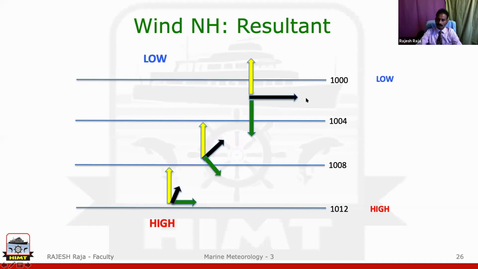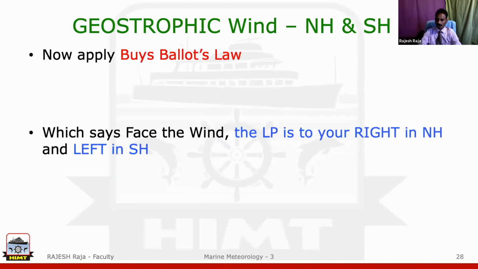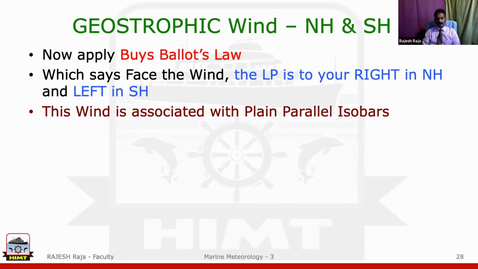So that means I'm facing this black color in the opposite direction and low pressure is here. Now same thing can be done on this one. In the southern hemisphere, I'm facing the wind. That means I look into this arrow and I can see the low pressure is on my left side. So this is where the Buys-Ballot's law comes into effect. There are small catch points here also. The first two lines is just what I told you. Let us look at what catch points are there and what you need to understand.